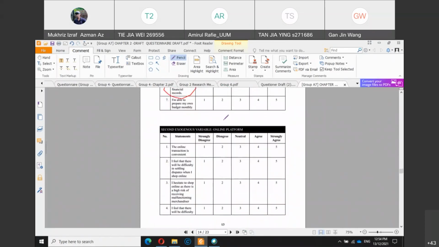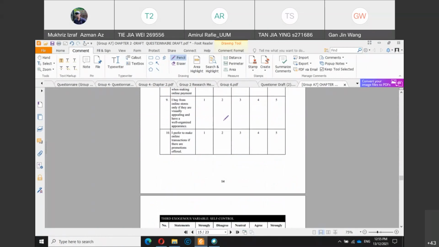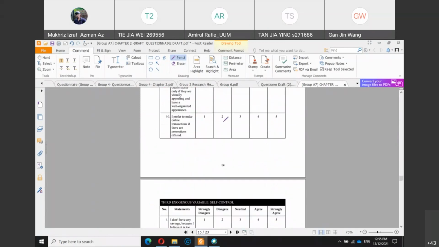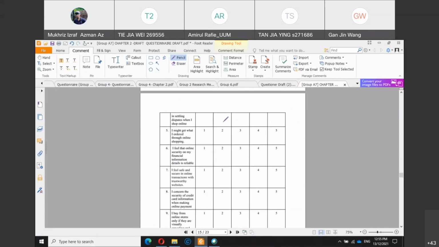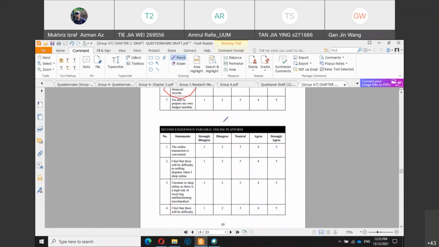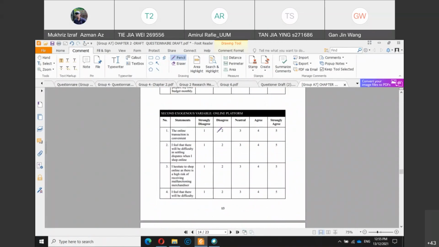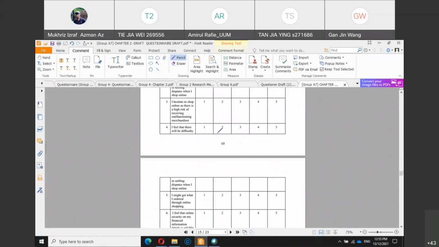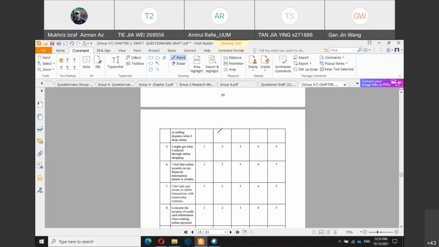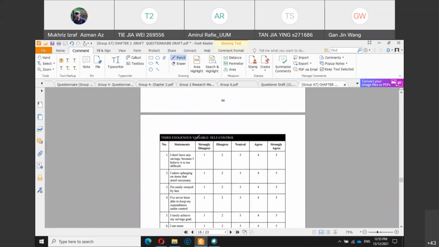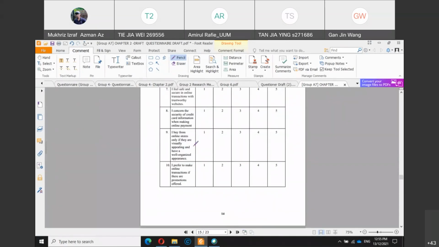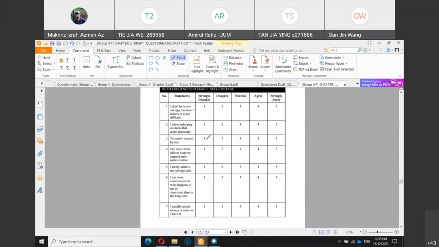Whatever money that you have, you cannot put that as a question on income. So, the question on online transaction, I think tak ada banyak masalah because I think this is from general questions.